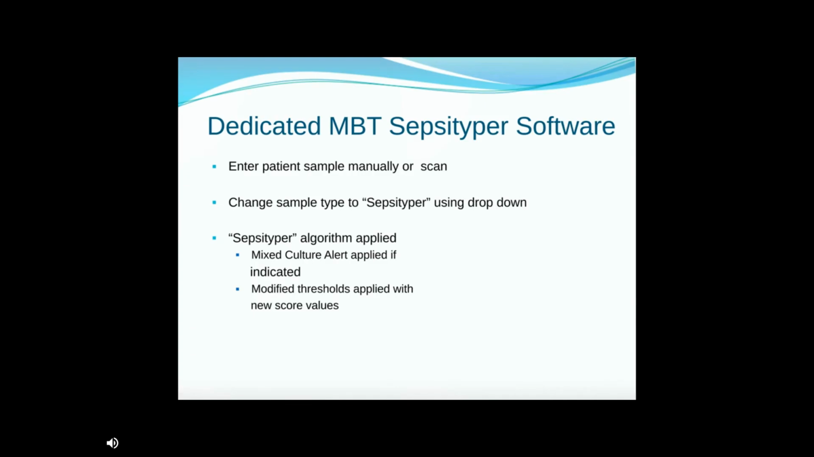So there is a dedicated Sepsityper software now that it is FDA approved and it's on the clinical side. You would put in the patient sample, or you can scan it in. We would then change the standard to Sepsityper, which is in a drop-down. I'll show you that in the next couple of slides. And then the Sepsityper algorithm is applied. It would identify if it's a mixed culture alert, and it shows you the different scores, and that will determine whether it's a reportable identification or not, which I'll talk to you about in the next couple of slides.